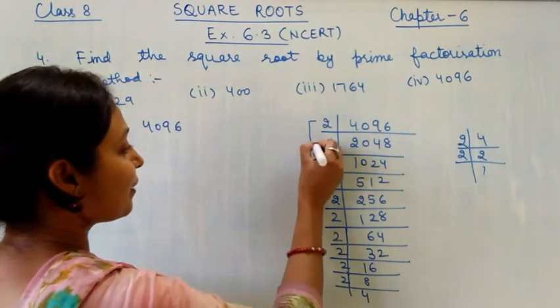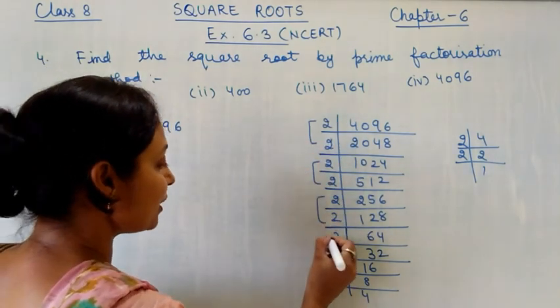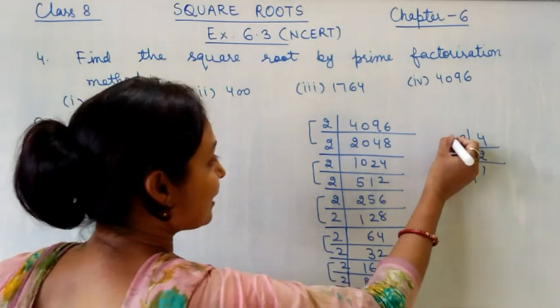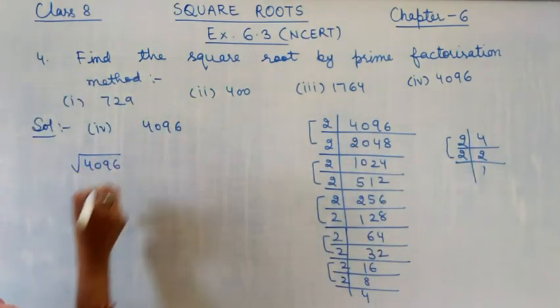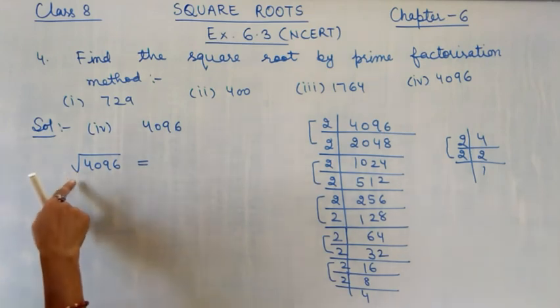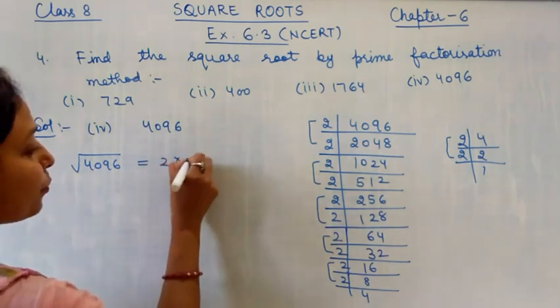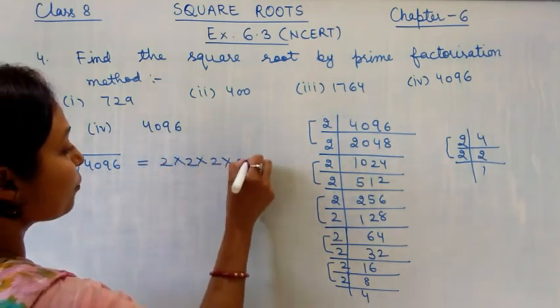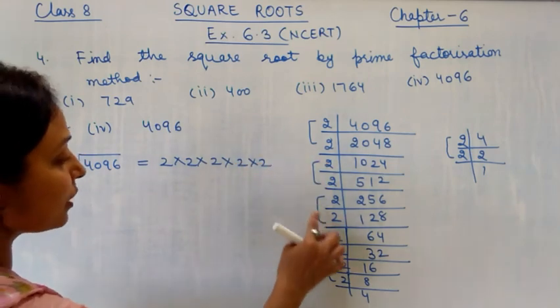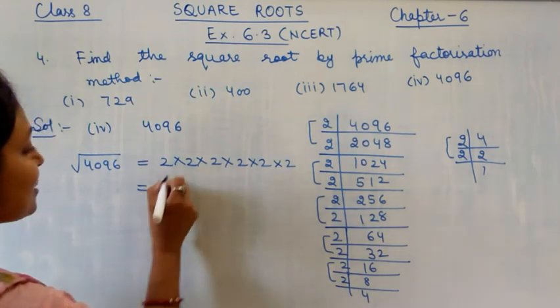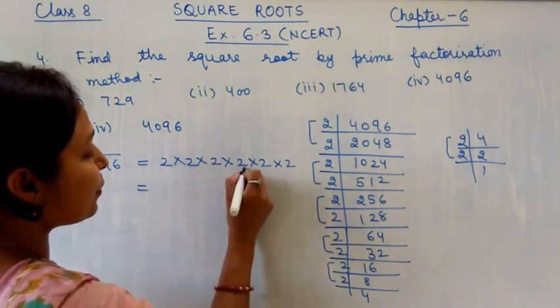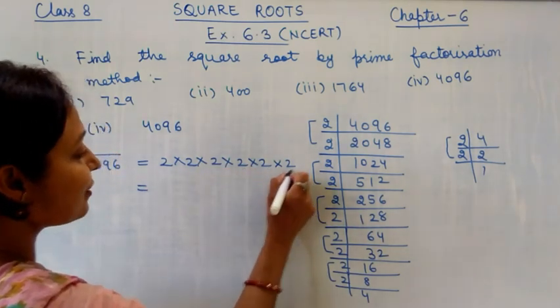Okay, make the pairs: 1, 2, 3, 4, 5 and 6. So I will write it as the square root of 4096, where this is the sign of square root. 2 into 2 into 2 into 2 into 2 into 2, six times. 2 2s are 4, 4 2s are 8, 8 2s are 16, 16 2s are 32, and 64.